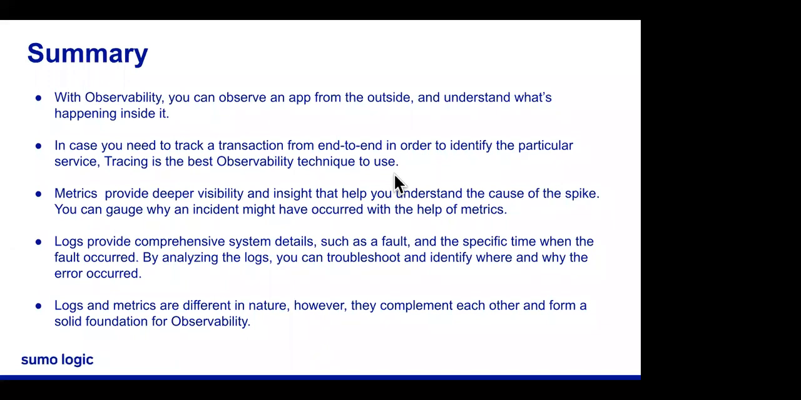So observability, right? We can observe the app from the outside and understand what's happening inside of it. We can see across the various microservices. In case you need to track a transaction from end to end, again, you can see it through tracing. Metrics provide visibility and insight to understand the cause of a spike. Logs will always tell us why, what the problem is. And while logs and metrics are different in nature, they do complement each other, and along with tracing, provide a solid foundation for our observability solution.